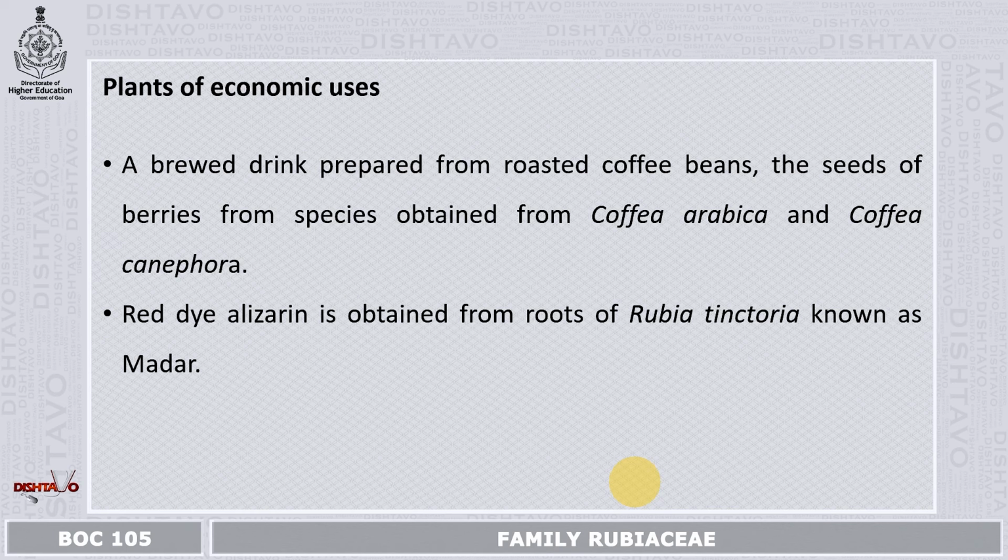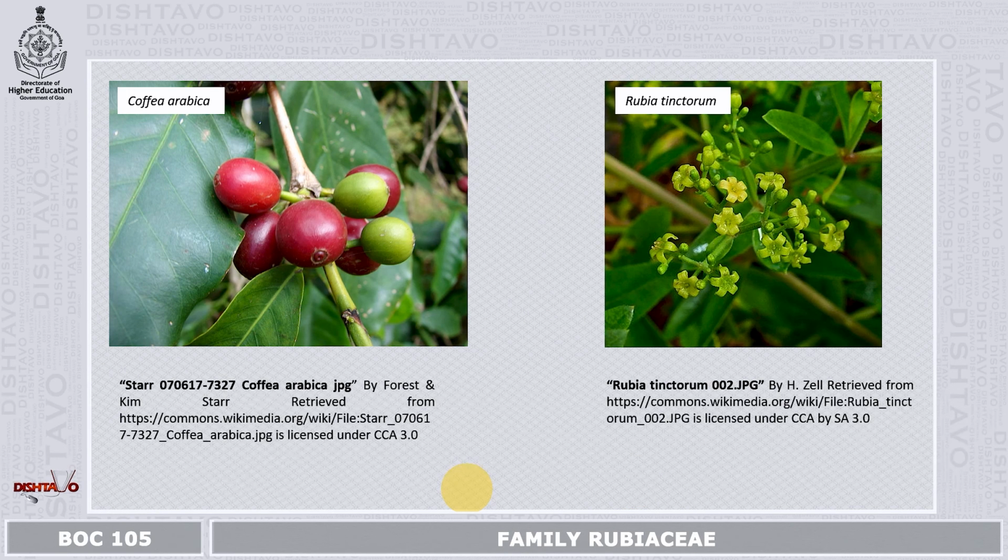Plants of economic uses: coffee, a brewed drink prepared from roasted coffee beans, the seeds of berries obtained from species of Coffea, that is Coffea arabica and Coffea canephora. Red dye alizarin is obtained from roots of Rubia tinctorum, known as madder. This is a picture of Coffea arabica, where the fruit yields coffee beans. And this is the picture of the Rubia tinctorum plant in flowering, which yields dye.